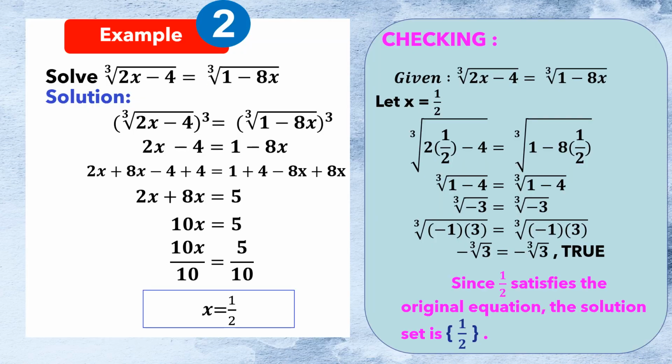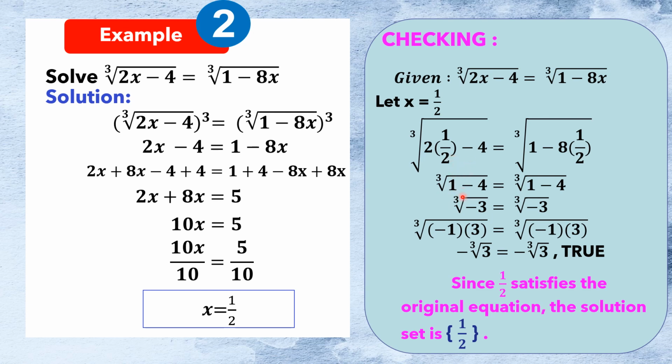For the checking, ang value ng x sa example 2 natin ay 1/2. Substituting the value of x in the original equation. Ito yung original equation natin, di ba? Cube root of 2x minus 4 equals cube root of 1 minus 8x. Lahat ng variable x, papalitan natin ng 1/2. Kaya, meron tayong 1/2 dito, meron din tayong 1/2 doon. Okay. Cube root of 2 times 1/2, that is equal to 1. Kaya may 1 tayo dito.